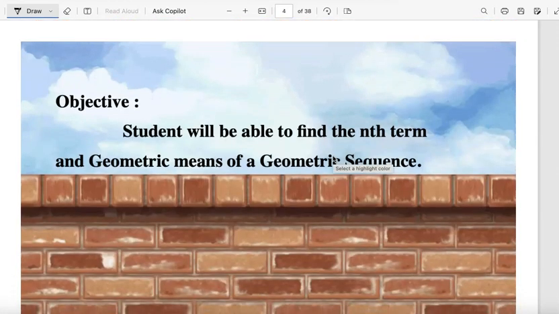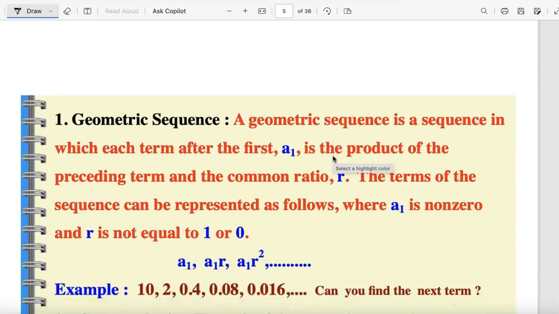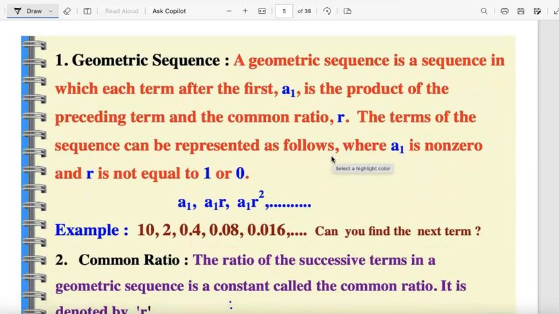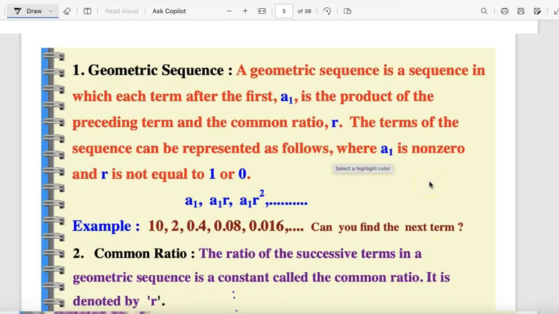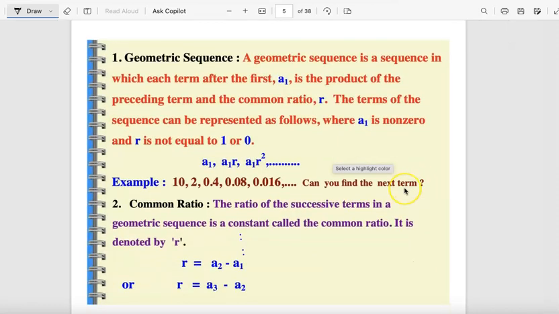So our objective is students will be able to find the nth term and the geometric means of a geometric sequence. So this is your definition of geometric sequence. I would like you to copy everything in its entirety in your notebook. So what is a geometric sequence? A geometric sequence is a sequence in which each term after our first term a1, it is the product of the preceding term and the common ratio r.